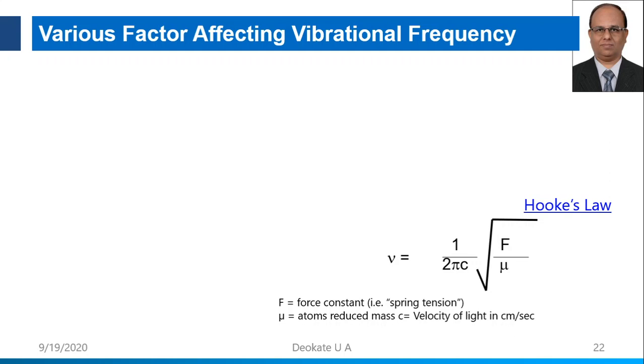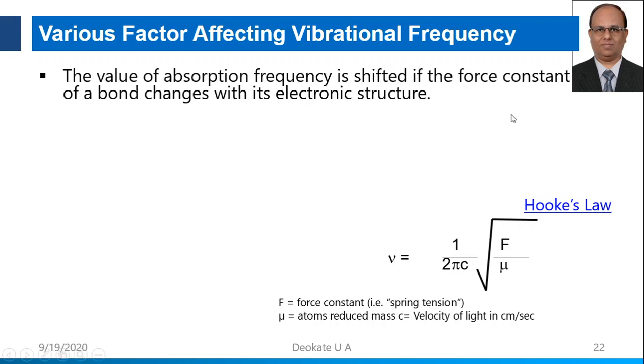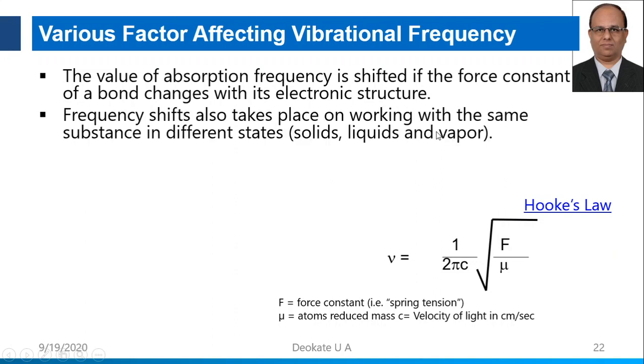If you know the velocity of light, the force constant, and the reduced masses, you can calculate at which frequency the atoms will absorb in the IR region. So this is by Hooke's law. The value of absorption frequency is shifted if the force constant of the bond changes with its electronic structure. So this value depends upon the electronic structure of your molecule, that is, what the various groups attached to that atom are.